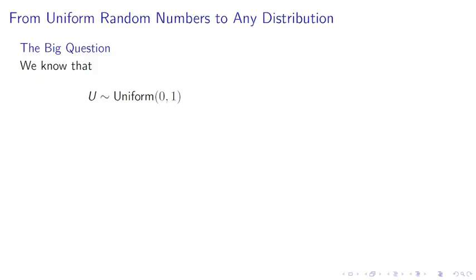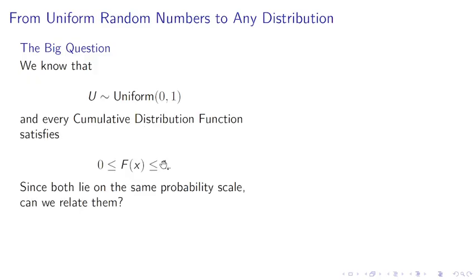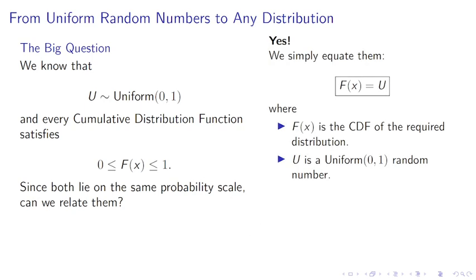From uniform random numbers to any distribution, the big question is: first we know that u is distributed uniformly between 0 and 1, and every cumulative distribution function satisfies the inequality 0 to 1. Since both lie on the same probability scale, can we relate them? Yes. We simply equate them: F(x) = u, where F(x) is the CDF of the required distribution and u is the uniform random number. Since the range is equal, we can equate them both.